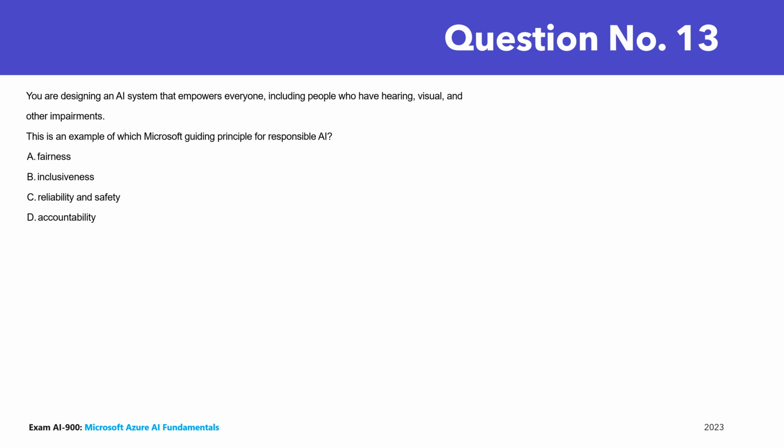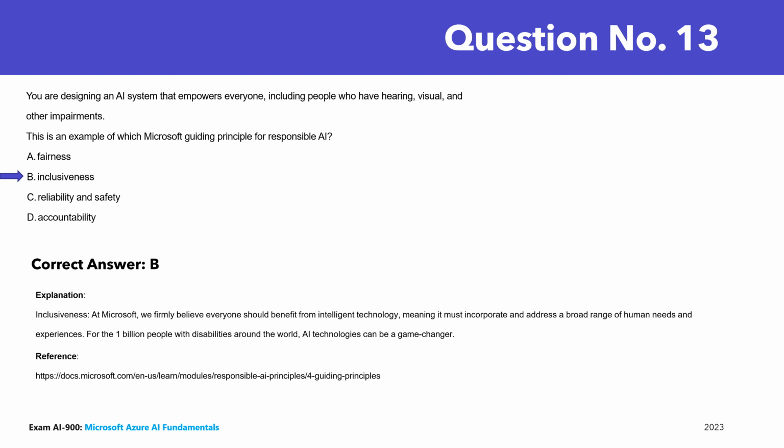You are designing an AI system that empowers everyone, including people who have hearing, visual, and other impairments. This is an example of which Microsoft guiding principle for responsible AI? A. Fairness. B. Inclusiveness. C. Reliability and safety. D. Accountability. Correct answer, B.